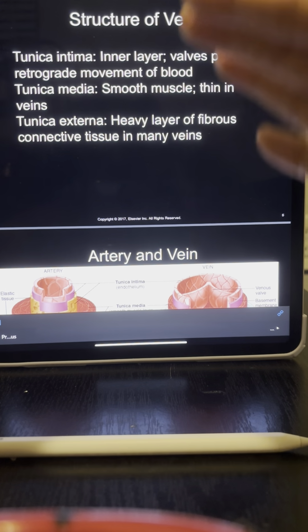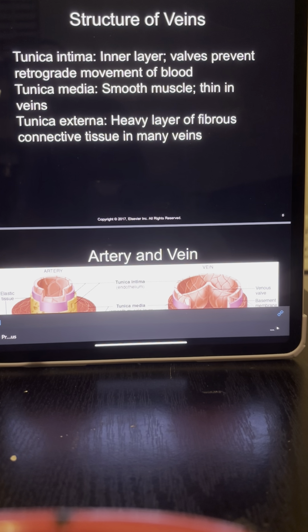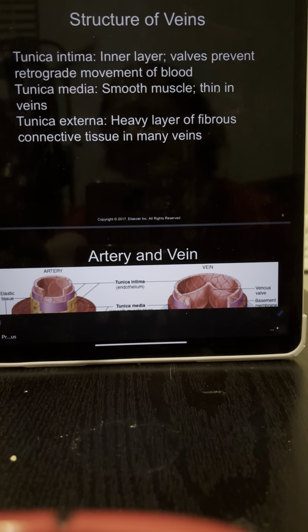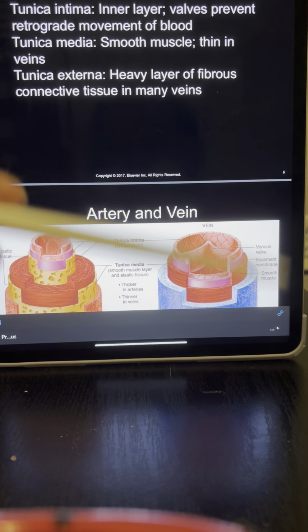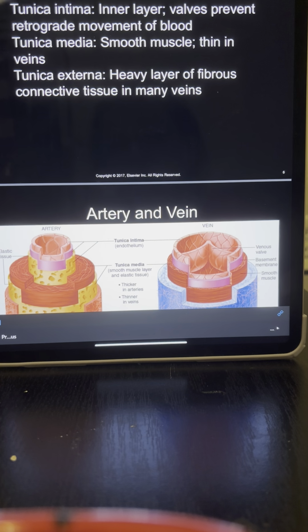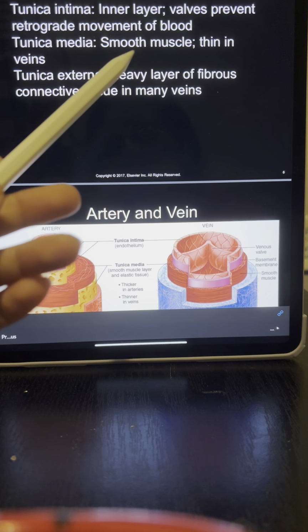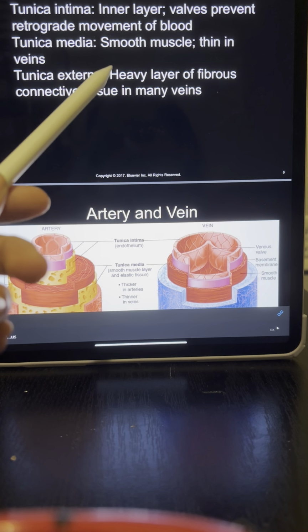Tunica media, again, is your middle. It's your smooth muscle. It's not as thick in your veins as it is in the arteries. Because in the arteries, again, this is what helps in blood pressure. There's not a lot of pressure in your veins because, again, it's lost some momentum as it's traveled through as much as it has. Then it has the tunica externa, which is a thicker layer of fibrous connective tissue.